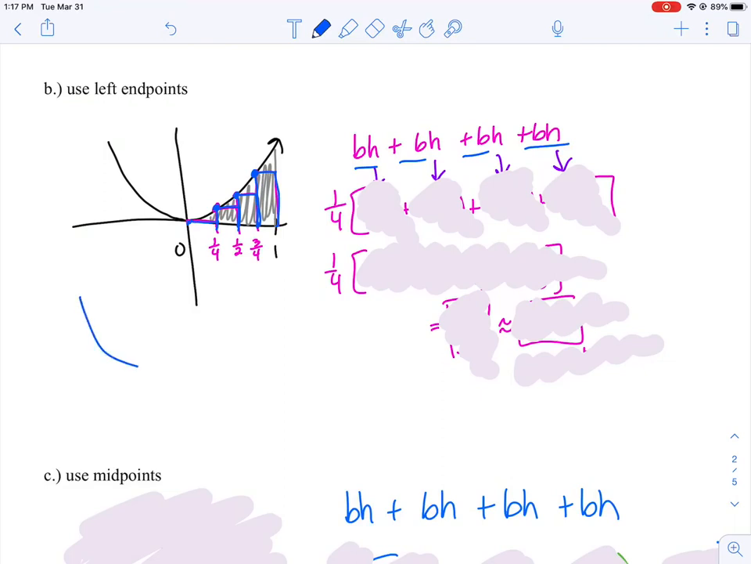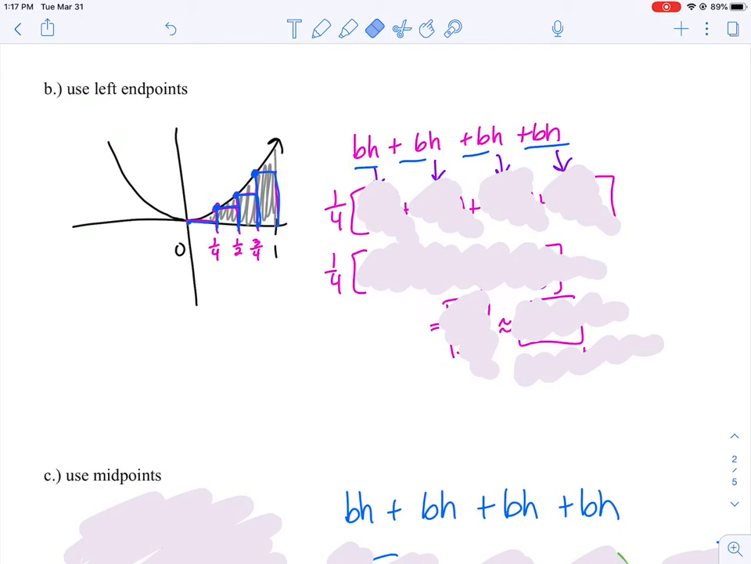If my function is decreasing and I use right endpoints, then I know that my estimate is going to be an underestimate. If my function is decreasing and I'm using left endpoints, then I know that I'm going to have an overestimate. That's important to know not only for your homework, but also for your exam.